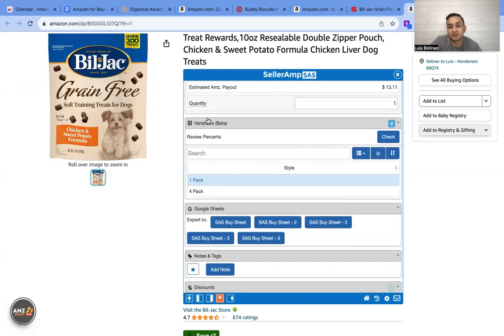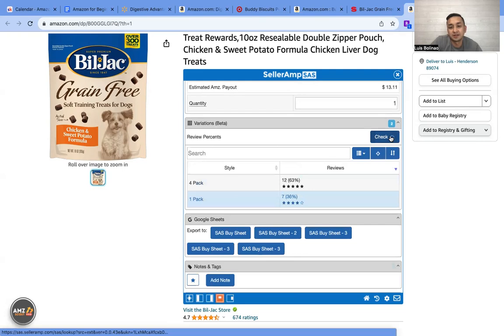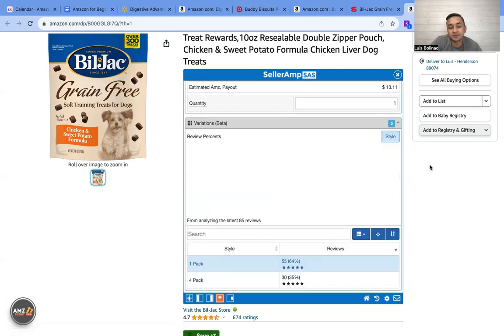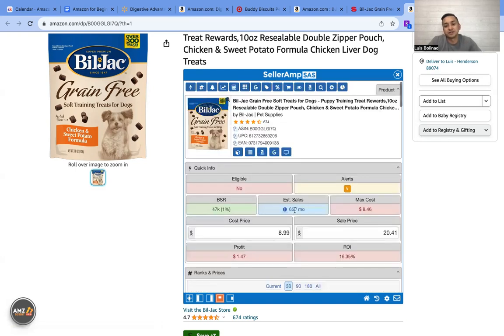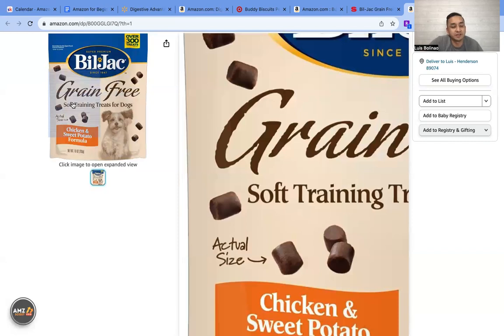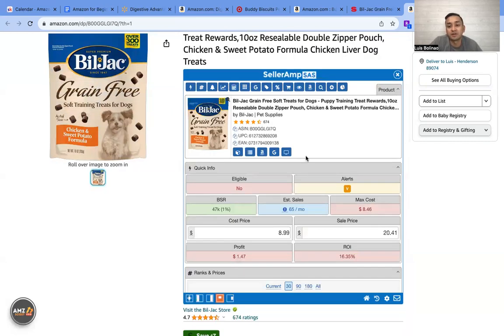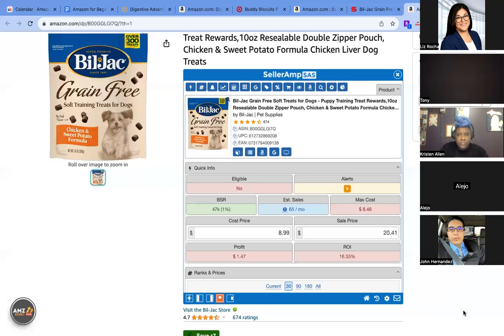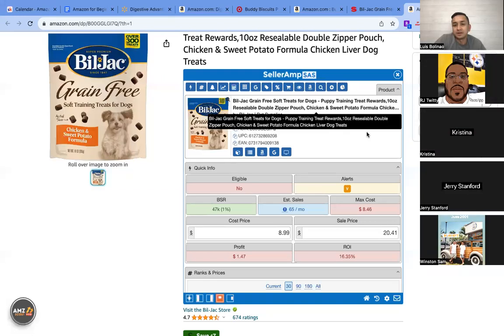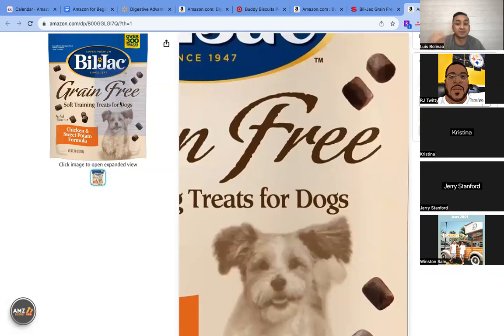So I would go here, under variations, click on one pack and then check. This exact variation is taking up 64% of all the sales. So now I would take 65 times 0.64. In short, this exact variation is selling 40 times a month. Make sense, you guys? I don't want to confuse you with all these details. Yes, that makes sense.